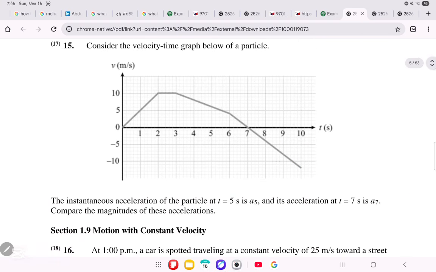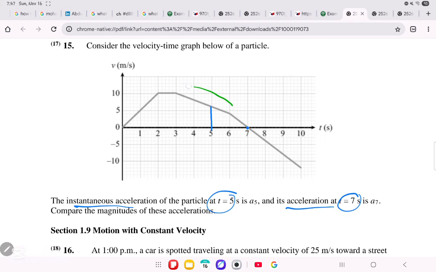Consider the velocity time graph below of the particle. The instantaneous acceleration of the particle at time 5 is a5, and its acceleration at time 7 is a7. Compare the magnitudes of these values at time 5 and at time 7. So they don't want us to solve it, and instead of wasting time finding the velocity, what we could do is look at these slopes.